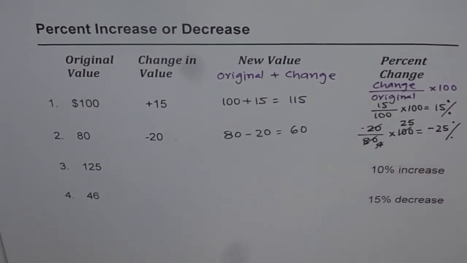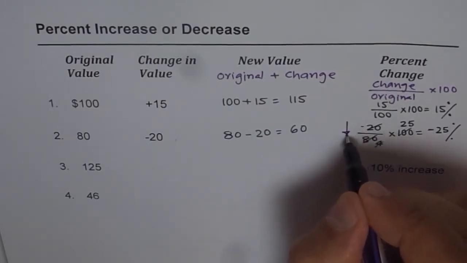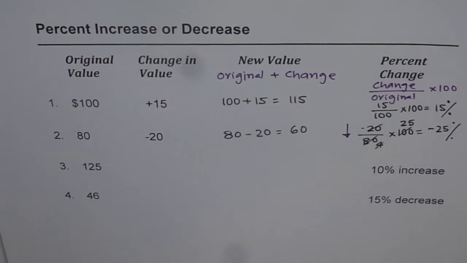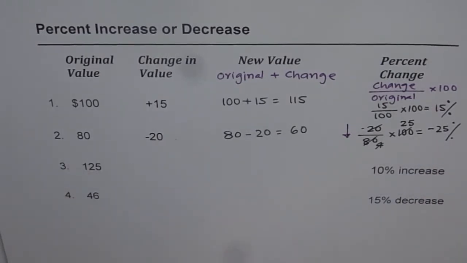Negative sign indicates decrease, correct? So that is, the arrow I'm showing downwards for decrease, correct? That makes sense. So the percentage change is decreased by 25%. It's kind of a discount. Now let's do the next one.